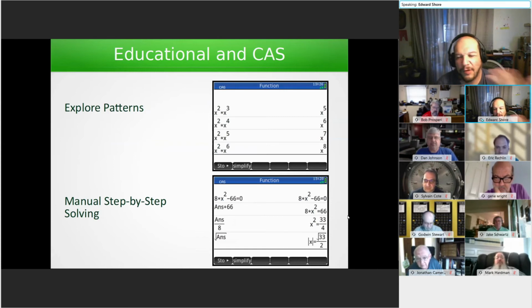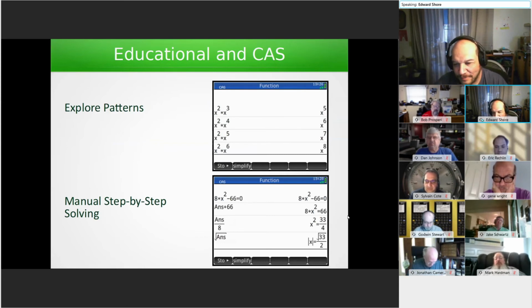And then you can just keep on going, divided by 8, and then you can take the square root for the answer, which is plus or minus 30, square root of 33 over 2. However, since calculators don't have a plus or minus, it would display the answer as the absolute value of x is equal to square root of 33 over 2. This is definitely probably one of my favorite features of computer algebra systems.